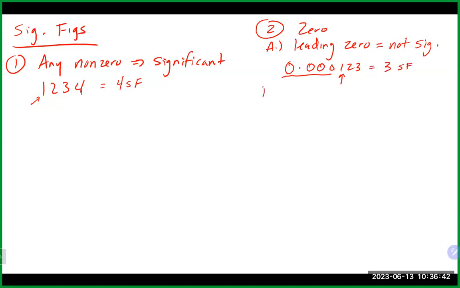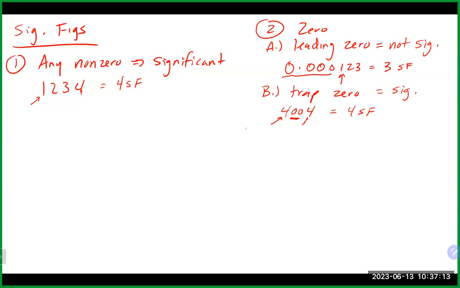The next type of zeros are sometimes referred to as trapped zeros or captive zeros. And these zeros are significant. And those are zeros really between 2 non-zero numbers. So if you had 4004, we would start counting here as that's significant. These guys are trapped, so they're significant. And that guy at the end is significant. So this guy would have 4 significant figures. Any question on that so far?